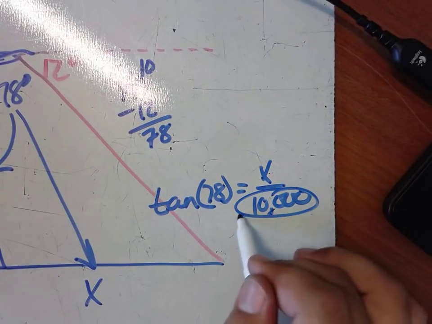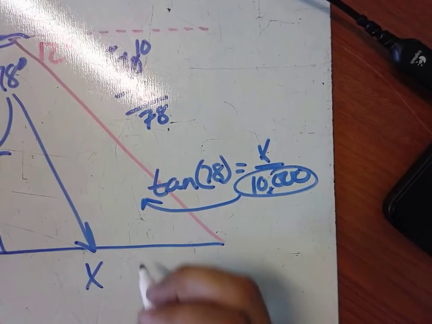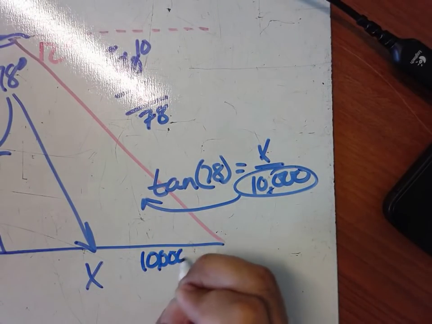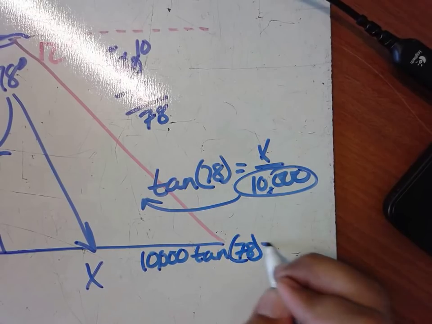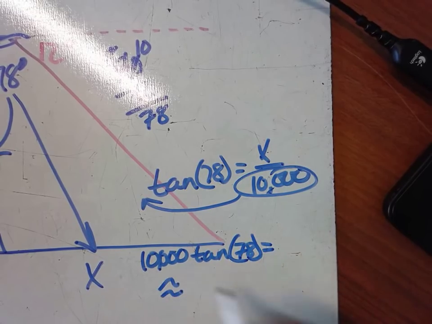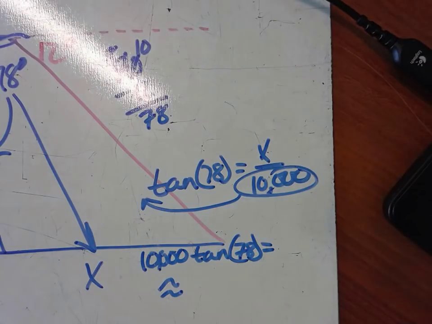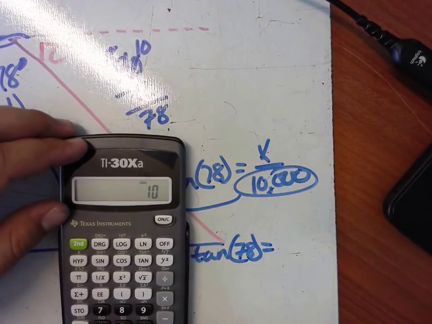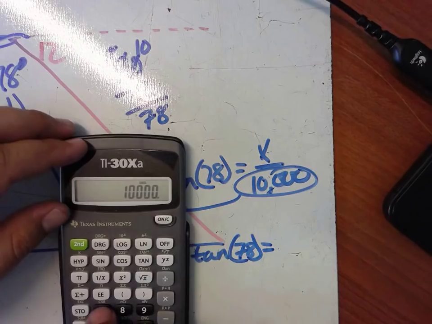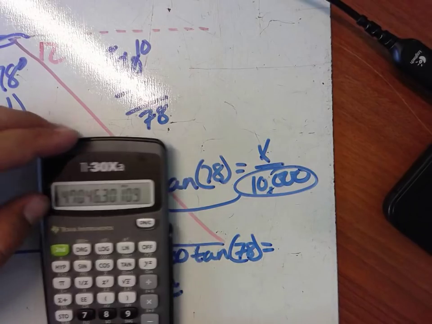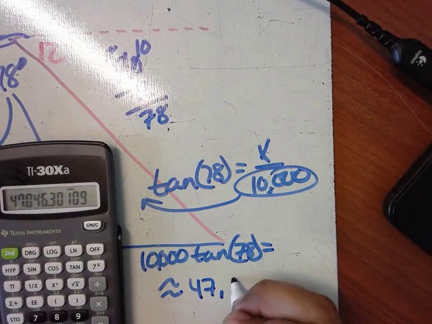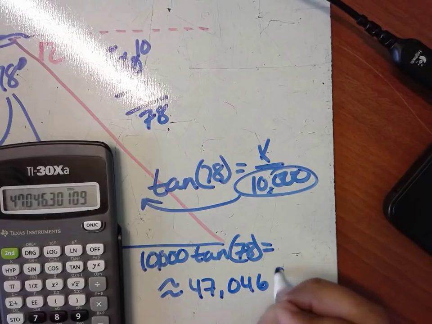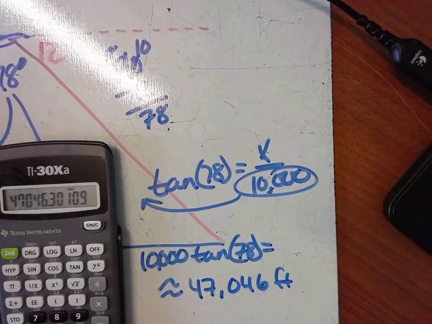This is in the denominator, multiplied out front. So 10,000 times tangent 78 equals, and this is going to be approximately, let's type it in, 10,000 times tangent 78 equals, he's approximately 47,046 feet from the airport.